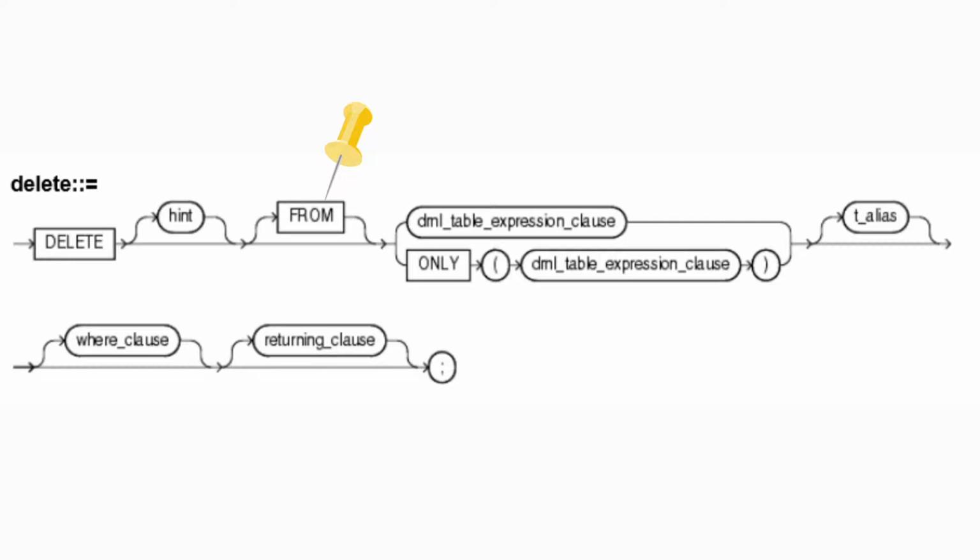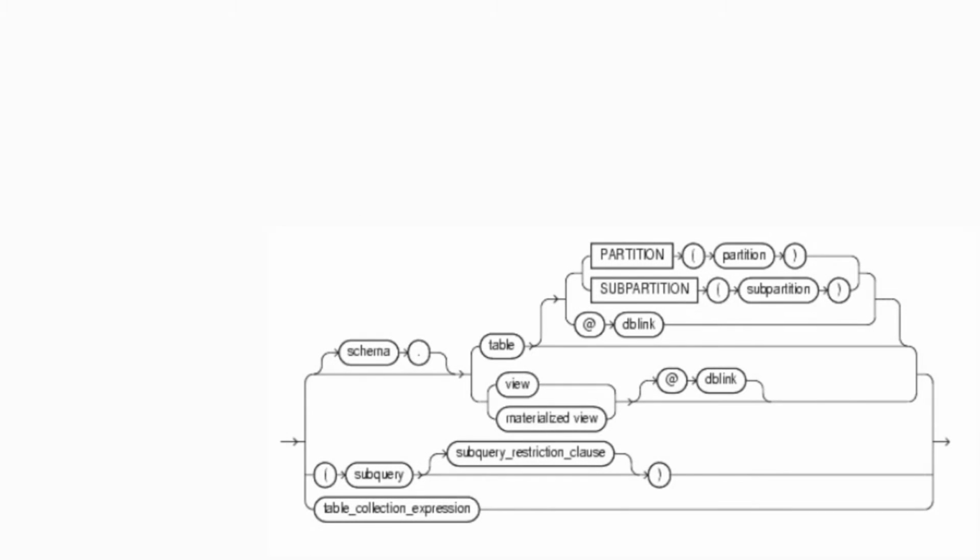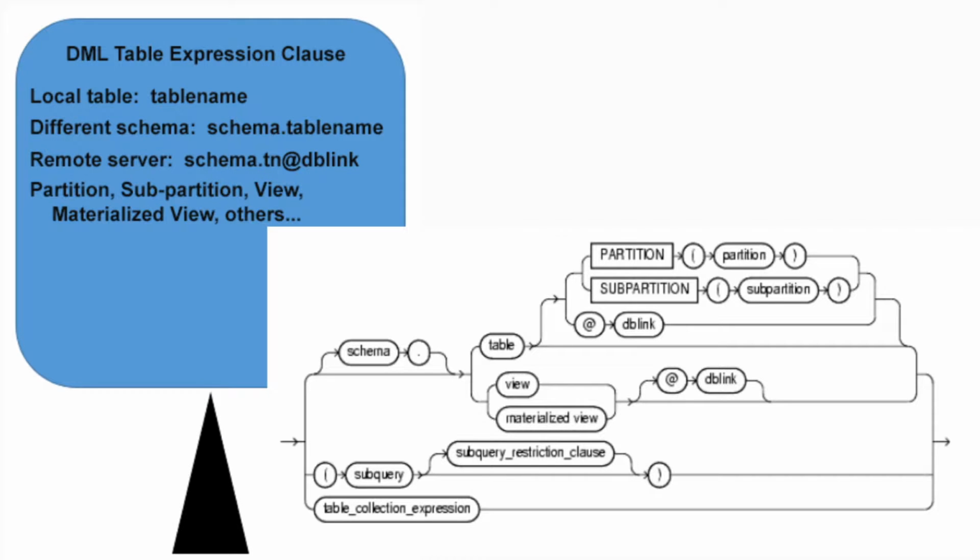Next comes the keyword from, and then one of two options, either a DML table expression clause or an only keyword and then a DML table expression clause. Okay, what's that all about? DML table expression clause. Sounds like data manipulation language table. Somehow we're going to specify tables here. A DML table expression clause simply refers to the many differing ways you can point to a table in Oracle.